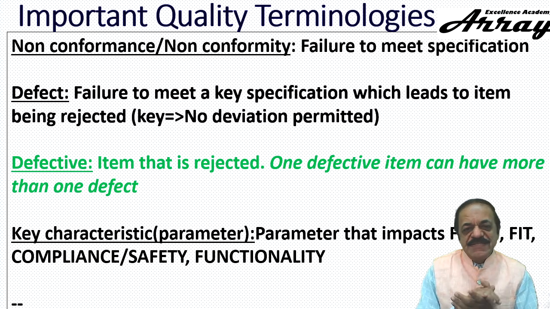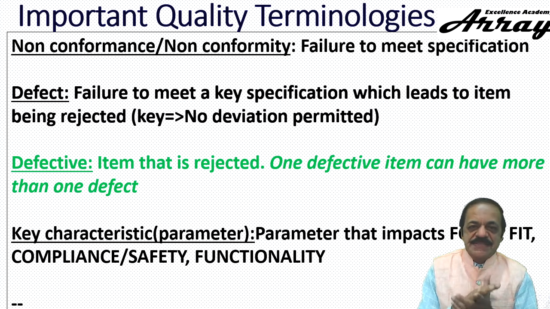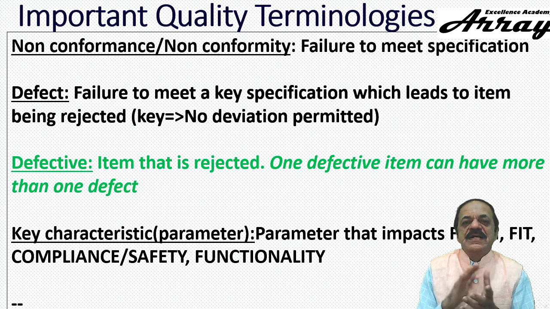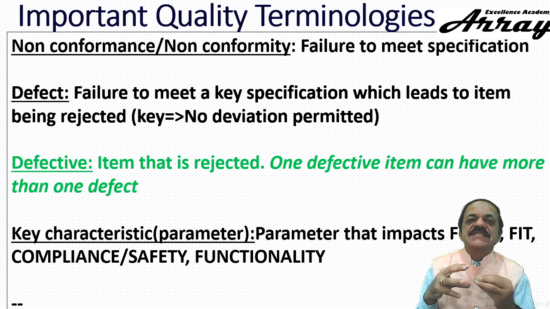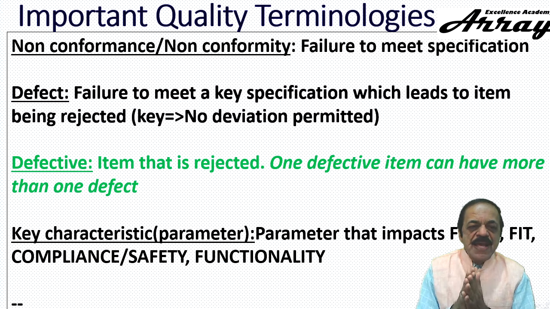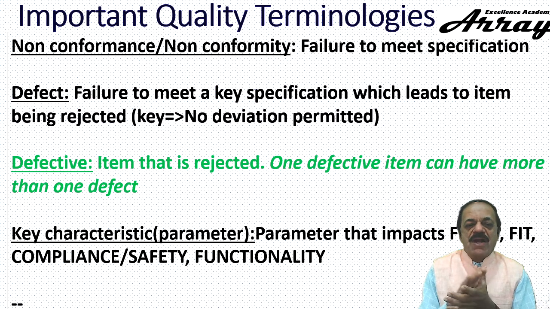Now, what is key characteristic? We discussed this. Parameter, maybe the length, strength, inductance, capacitance, whatever it is. The parameter that impacts or disturbs or contributes to form, that is shape of the item, fit, that means how easy and smart it is to fit into the next assembly, compliance or safety requirements, or functionality are called as key characteristics.